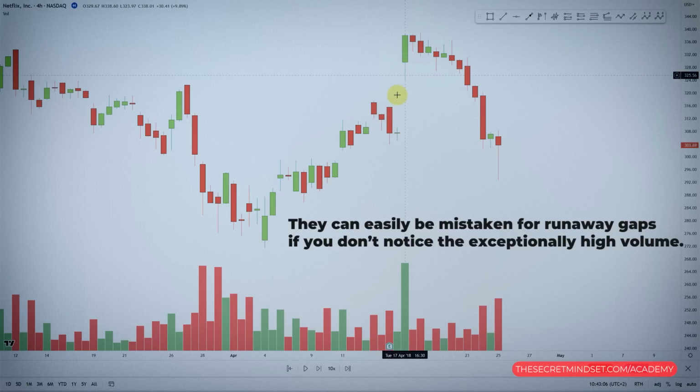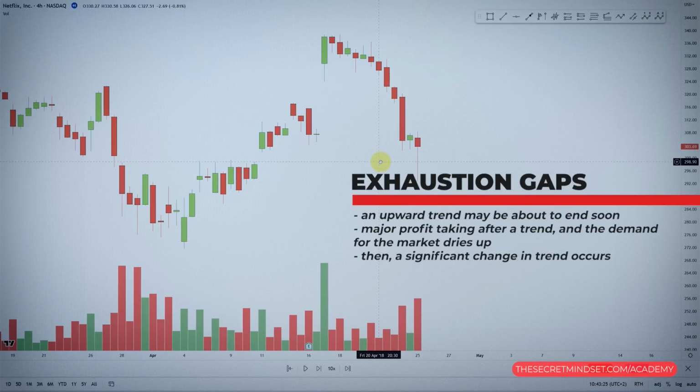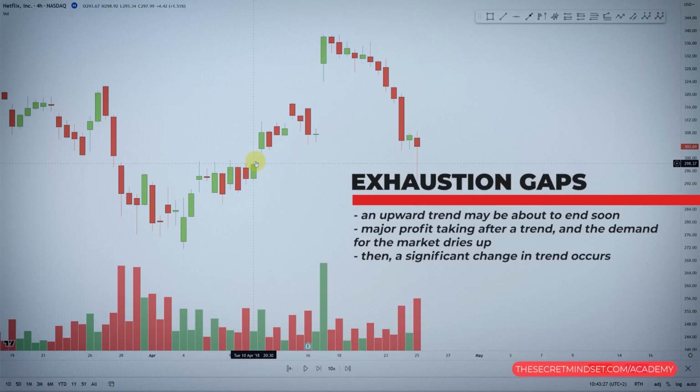An exhaustion gap is a technical signal marked by a break lower in prices that occurs after a rapid rise in price. This signal reflects a significant shift from buying to selling activity that usually coincides with falling demand for that market. The implication of the signal is that an upward trend may be about to end soon.